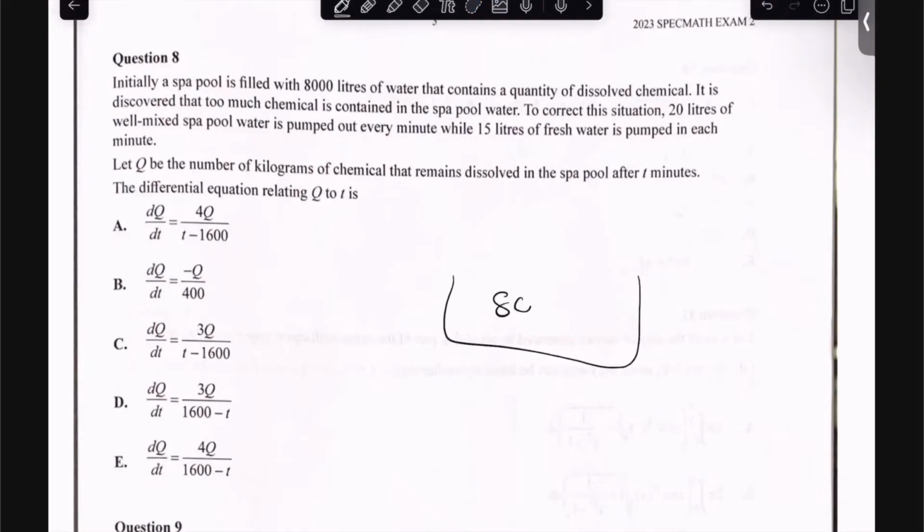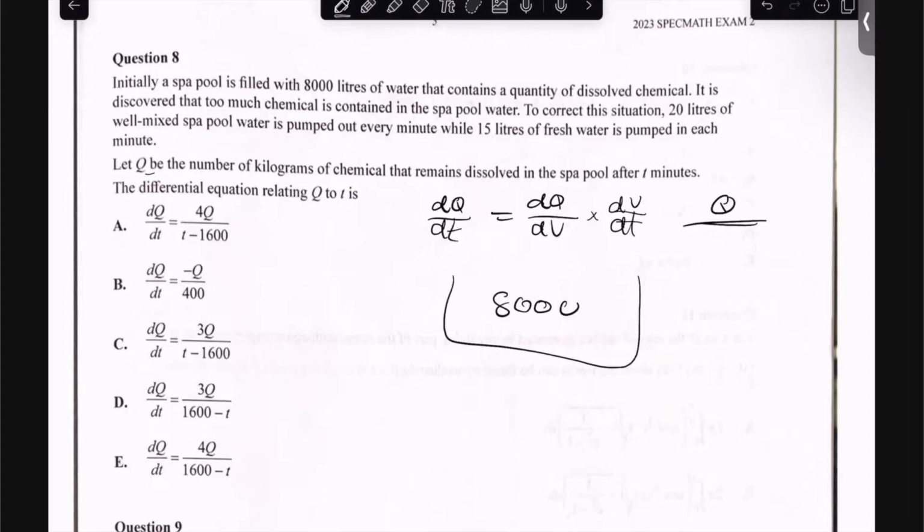So 8,000. And basically what's happening is you want dQ/dt. So that's dQ/dV times dV/dt. Now dQ/dV, that's the ratio or the rate of change of the mass over the volume. So the mass at any time, they've told us, is Q.